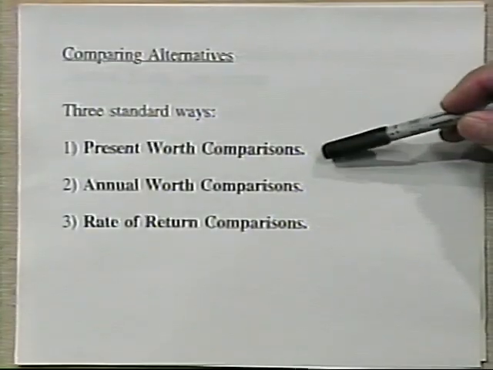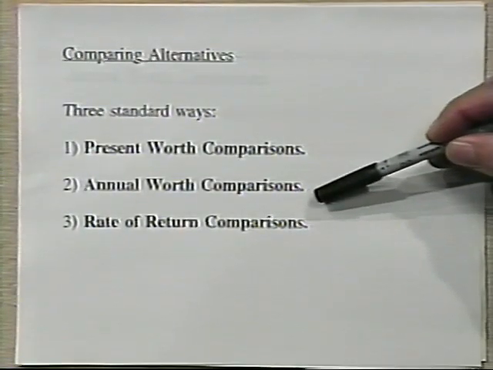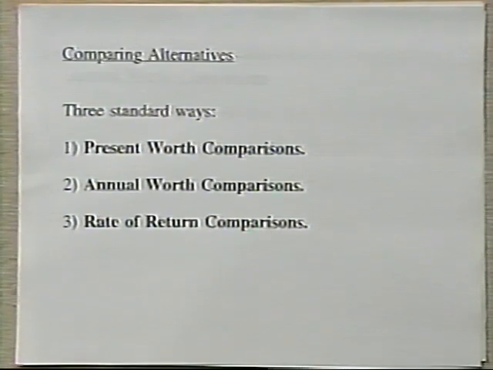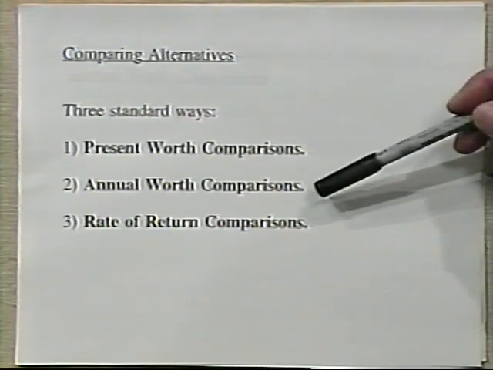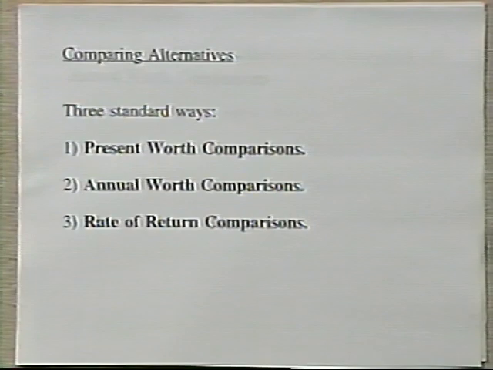Today's lecture is about annual worth comparisons. Recall that we're looking at three different ways of comparing alternatives. One is a present worth comparison, the annual worth comparison is the second one, and thirdly, rate of return comparisons. Today's lecture is on annual worth comparison, the second of these three.